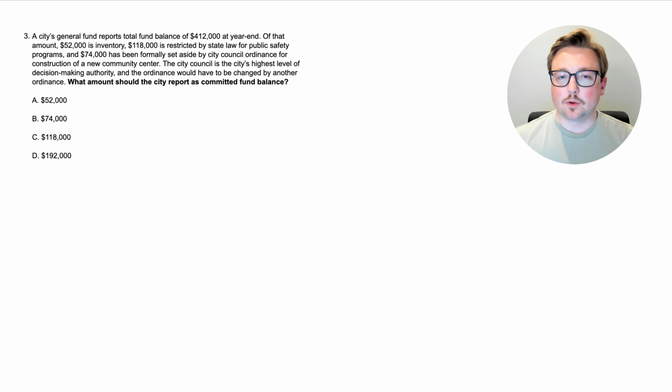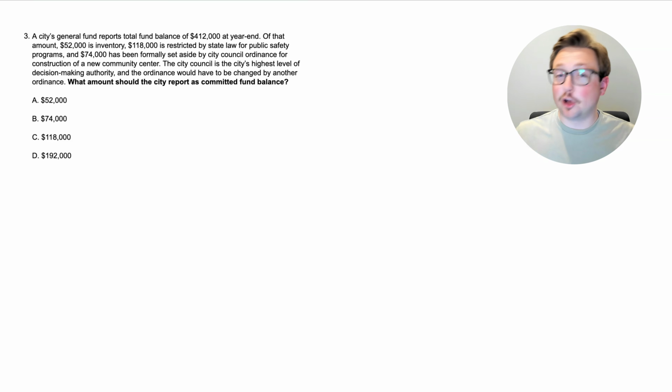All right, here we are at question 3. What amount should the city report as committed fund balance? So this is the third piece, committed. Let's go up to the top. A city's general fund reports total fund balance of $412,000 at year end. Of that amount, $52,000 is inventory, $118,000 is restricted by state law for public safety programs, and $74,000 has been formally set aside by City Council ordinance for construction of a new community center. The City Council is the city's highest level of decision-making authority, and the ordinance would have to be changed by another ordinance. So again, how much is committed fund balance?